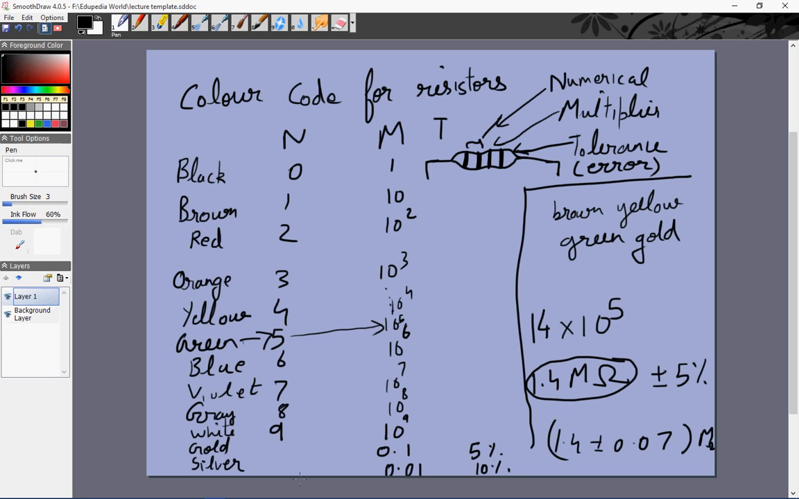If the last one is silver, then you have an error of 10%. And if there is no last one, that means sometimes you'll just have 3 bands, that means the tolerance is 20%. That means least certain. So I hope one example should make this clear to you.